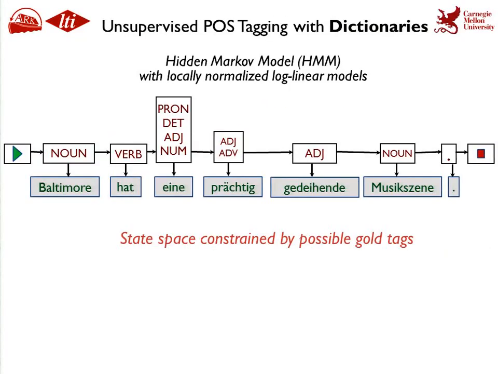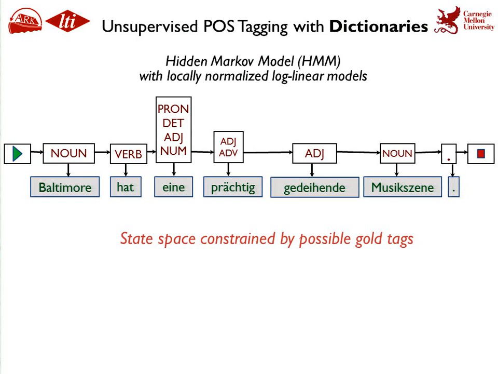Okay, so we ran another oracle experiment where we assumed that the possible set of part-of-speech tags for every word in our vocabulary is given. For example, the third word over here, ein, can associate with these 4 part-of-speech tags. And if that information is given, the HMM's state space is constrained because we already have this tag dictionary.